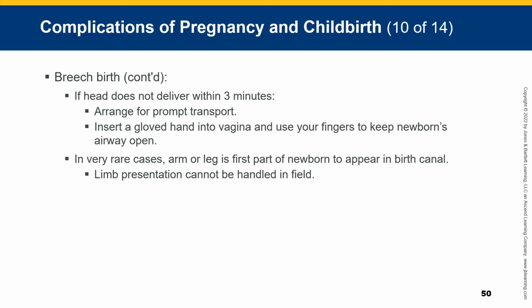In a breech birth, if the head does not deliver within 3 minutes, arrange for prompt transport. Insert a gloved hand into the vagina and use your fingers to keep the newborn's airway open by forming a pocket over the newborn's nose and mouth. In very rare cases, the arm or leg is the first part of the newborn to appear in the birth canal. Limb presentation is an extreme emergency that cannot be handled in the field, so arrange for the fastest transport available.